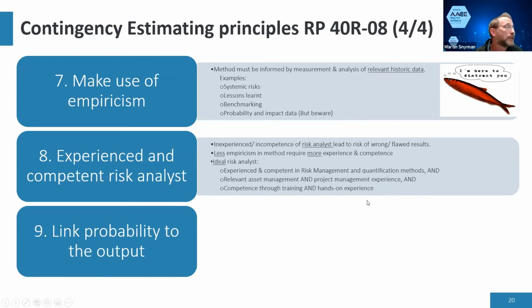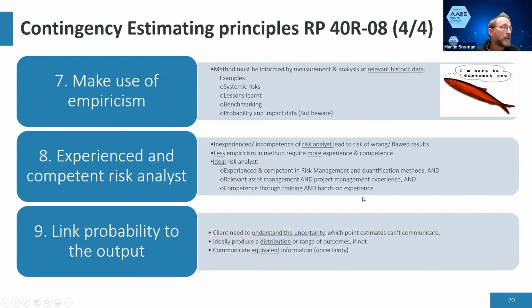Good. Link probability to output. Okay, so the client, when you communicate the results, they need to understand what the uncertainty is. They need to understand what drives it. If you can't produce a distribution curve, which I'll show you some of later, you need to at least communicate equivalent information.